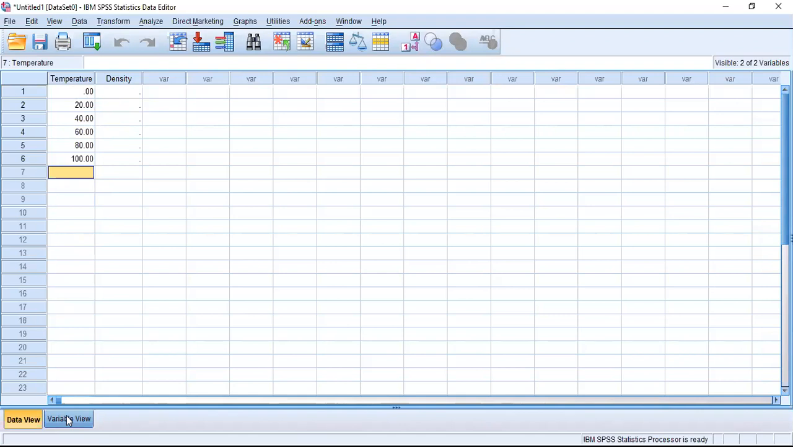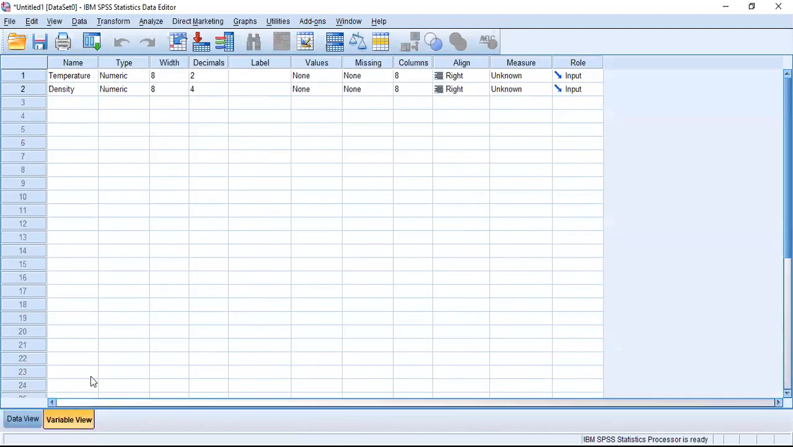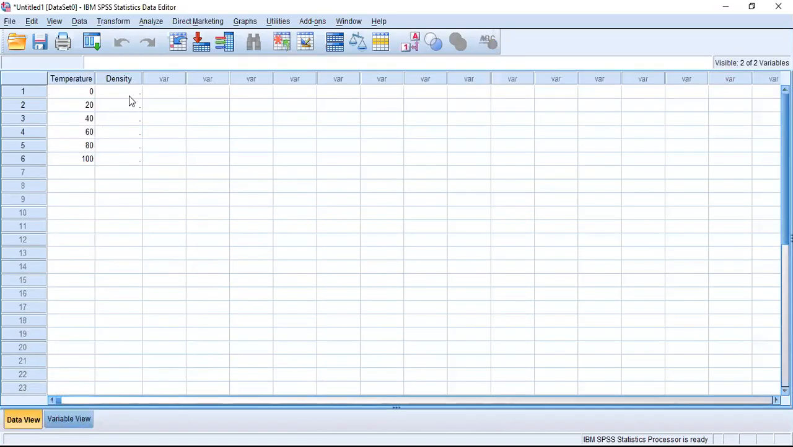Oh, just hold on to the density. That means we would have to change. If you realize, for temperature there are no decimal places, so you can remove them by changing under the variable viewer. Then let's go back to density. If you place 0 decimal places, observe what you've done.